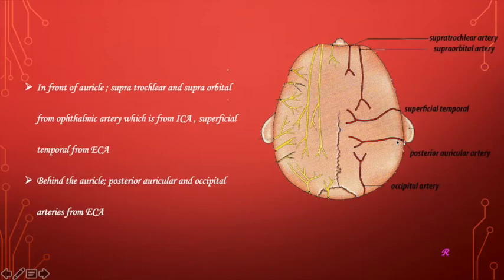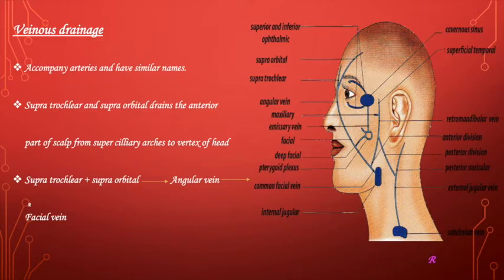Likewise, behind the auricle we have the posterior auricular artery and occipital artery. Next is the venous drainage. The veins of the scalp accompany the arteries and have similar names.